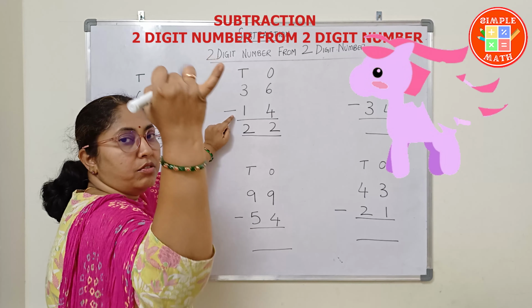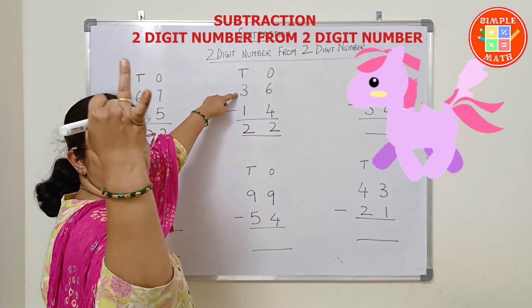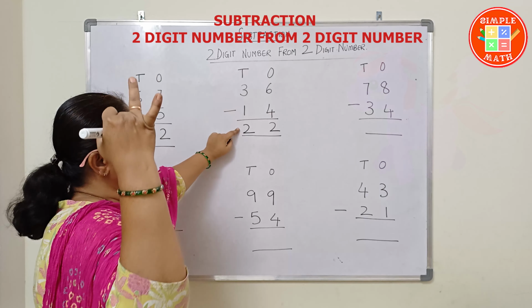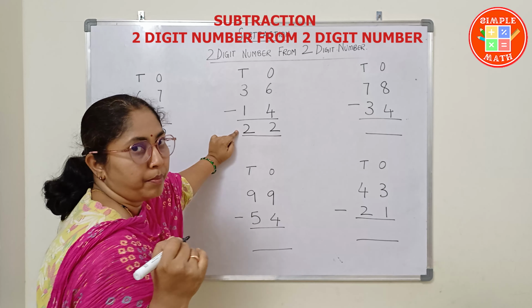Or keep 1 in your mind. Count after 1: 2, 3. Stop when you get the big number. Same, 2 fingers. Right? 2.